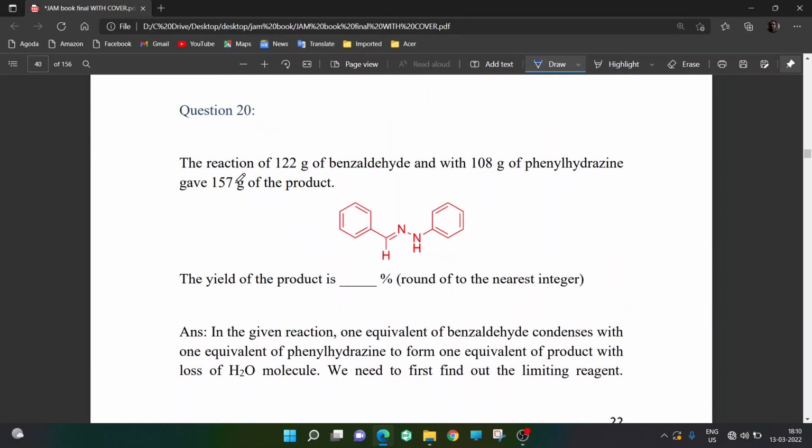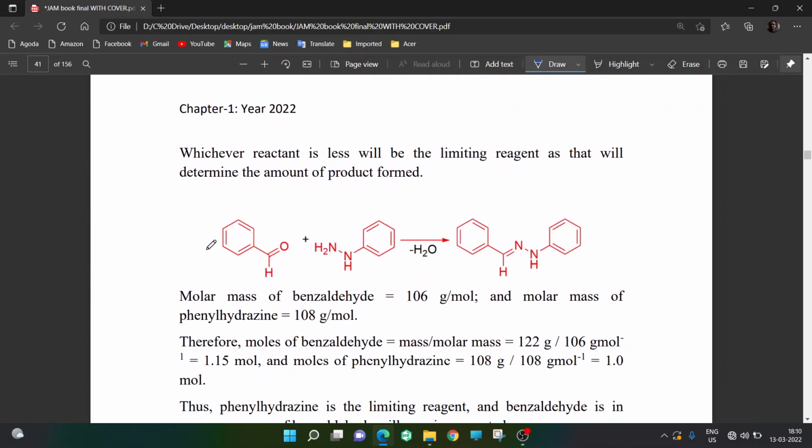The last question says the reaction of 122 grams of benzaldehyde with 108 grams of phenylhydrazine gives 157 grams of this product. So it is asking what is the yield of the product. First let us write the reaction. This is benzaldehyde. You react it with phenylhydrazine, which is NH2. You know what happens, H2O is lost, the double bond goes and attacks this nitrogen, you get this product.